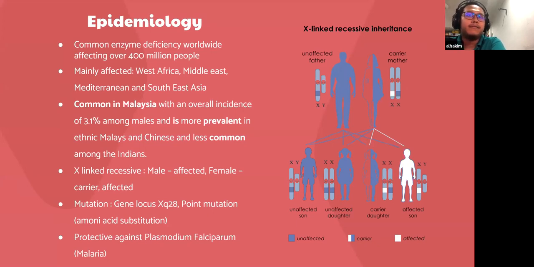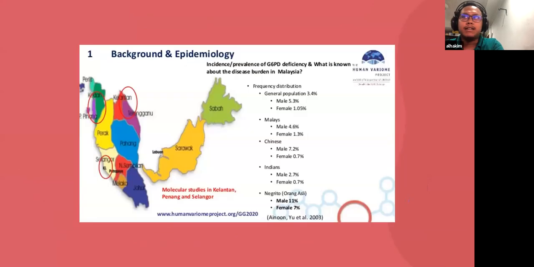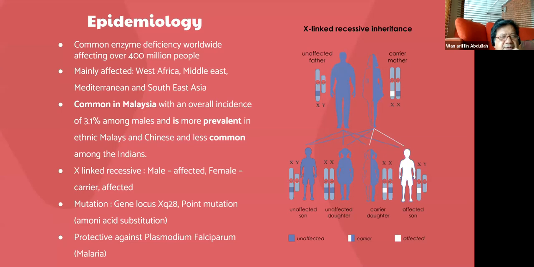Mostly males are affected, but females may be affected, though most of them become carriers. It is rare for them to be deficient. The mutation is on gene locus Xq28, point mutation, amino acid substitution. It is believed to be protective against Plasmodium falciparum, not completely but partially. So people in countries with endemic malaria, some of them will be protected from malaria. So it is not completely protective.